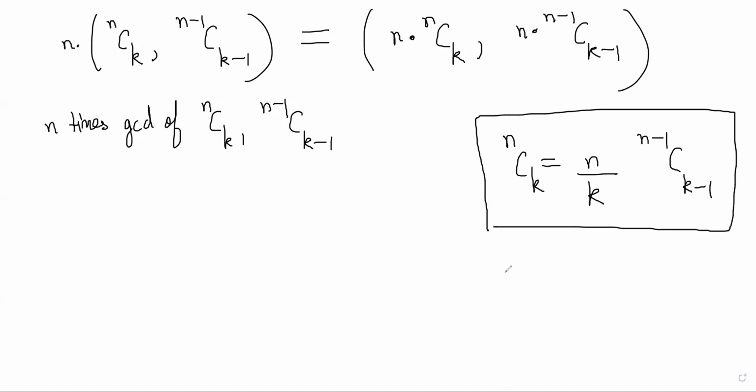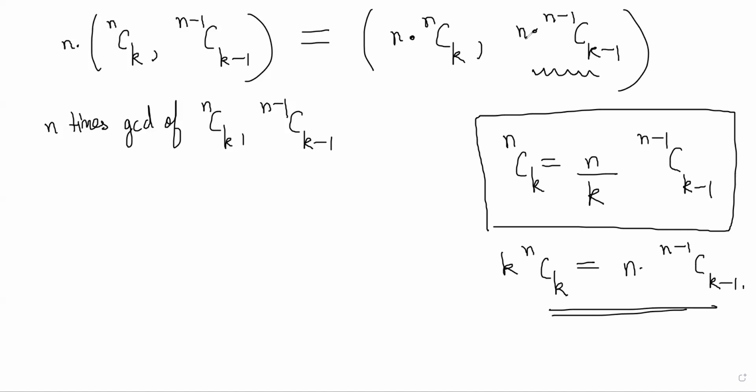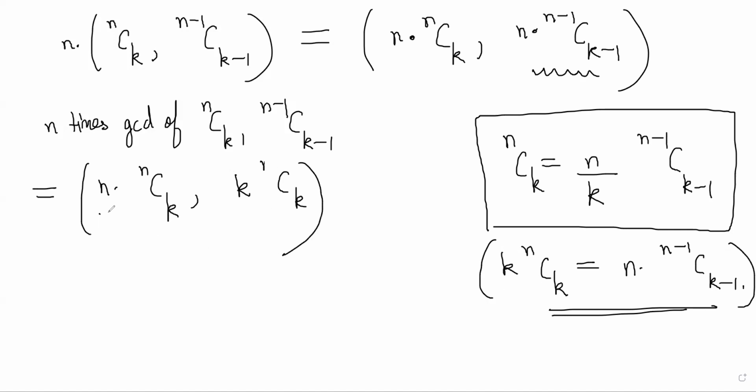So basically from here we can say k·C(n,k) = n·C(n−1,k−1), right? And now here we have n·C(n−1,k−1). So we can rewrite that as GCD of n·C(n,k), comma, and this becomes k·C(n,k), right? Using this identity. So notice that we have to take the GCD of n·C(n,k) and k·C(n,k), where C(n,k) is a common integer. It can be taken out, and it is the GCD of n and k, right?